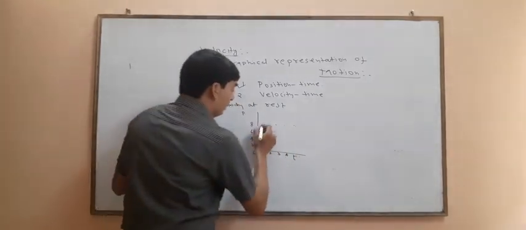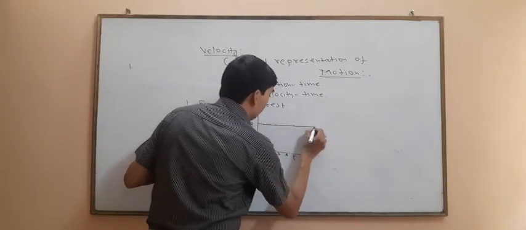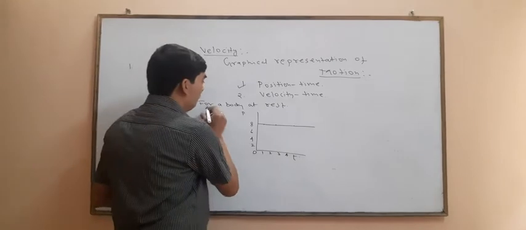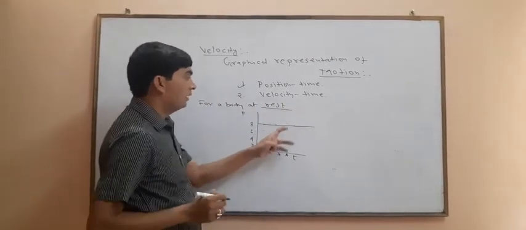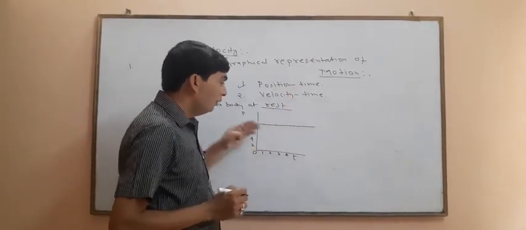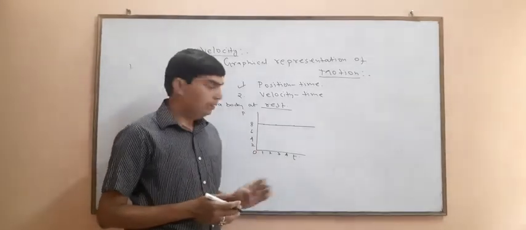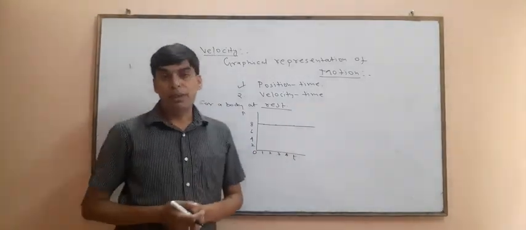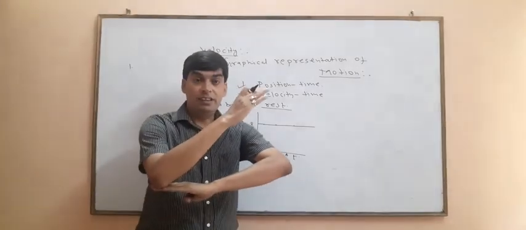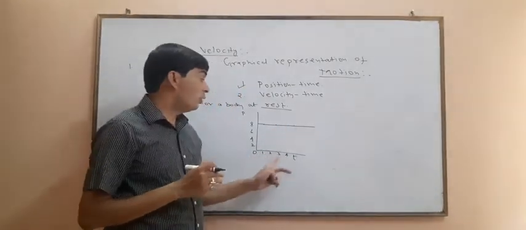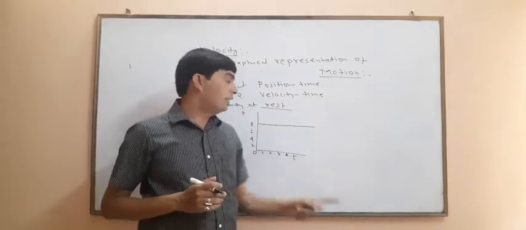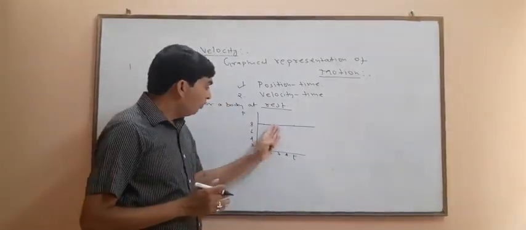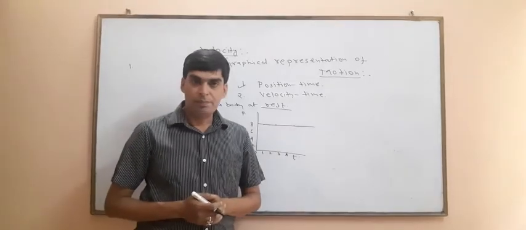That means the nature of the graph will be a straight line parallel to the time axis. For position, when the body is at rest, the position-time graph will be a straight line parallel to the time axis. We cannot get any other quantity from this because there is no inclination. Only we can conclude that the body is at rest.